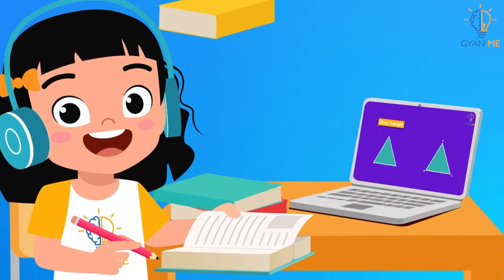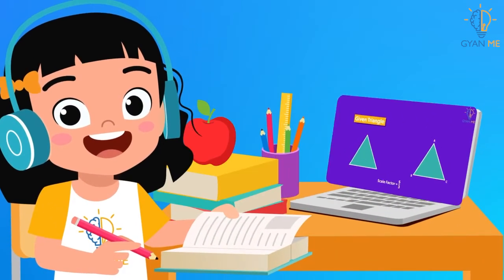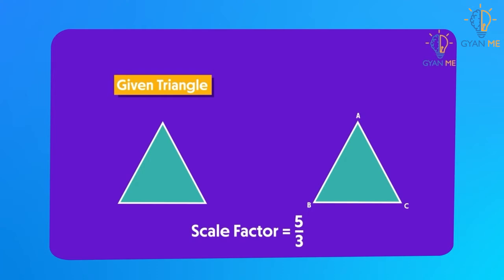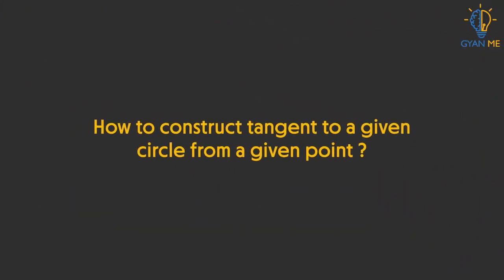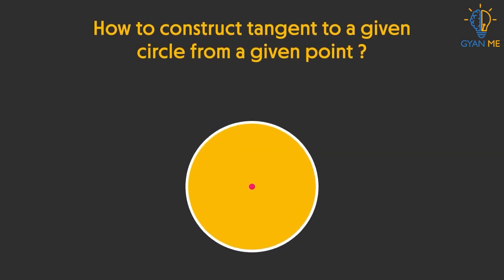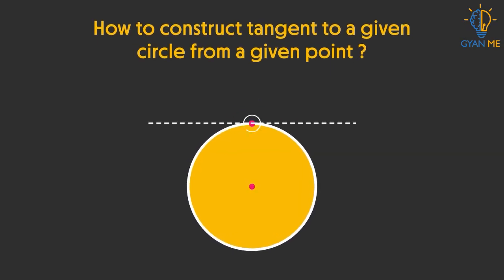Hello students. In our previous video, we learnt construction of similar triangles of a given scale factor. Let us learn today how to construct tangent to a given circle from a given point. This given point can be anywhere. It may lie on the circle or outside the circle.